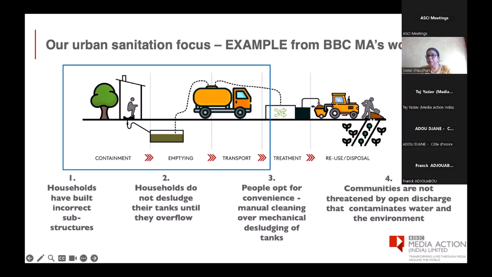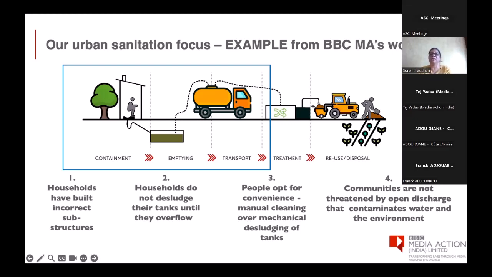In terms of transport and disposal, we wanted our audiences to ensure that the fecal sludge is transported efficiently and safely till the treatment plant, so that communities are not threatened by open discharge that contaminates water and the environment. These sludge handlers had to be held accountable for taking the sludge to the right place.